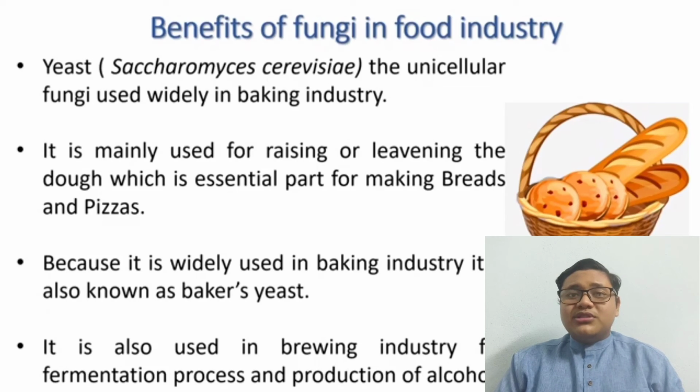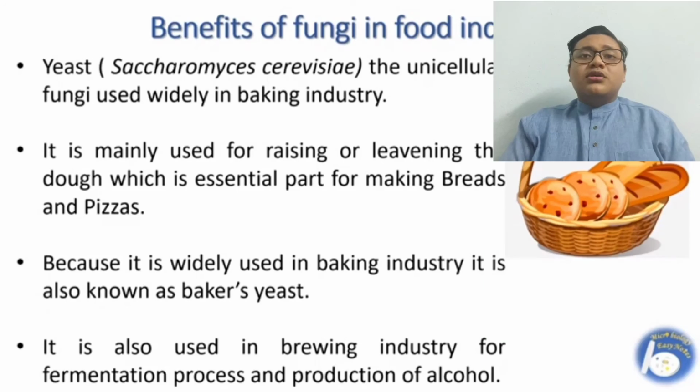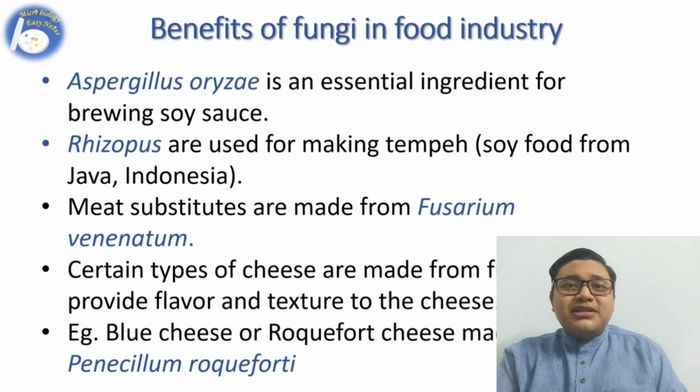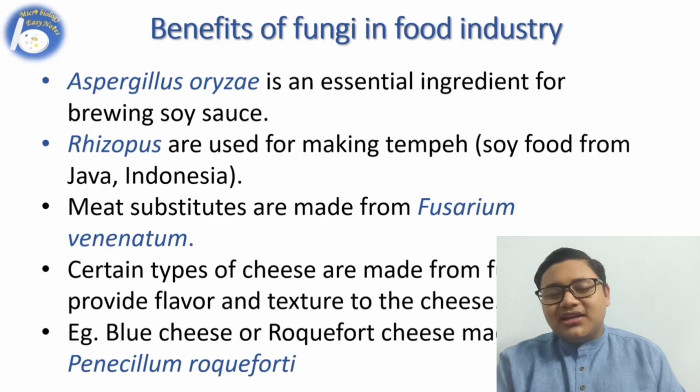It is mainly used for raising or leavening the dough, which is an essential part to making breads and pizza. Because it is widely used in baking industry, it is also known as baker's yeast. It is also used in brewing industry for fermentation process and production of alcohol. Aspergillus oryzae is an essential ingredient for brewing soy sauce. Then, Rhizopus are used for making tempeh, which is soy food from Java, Indonesia.